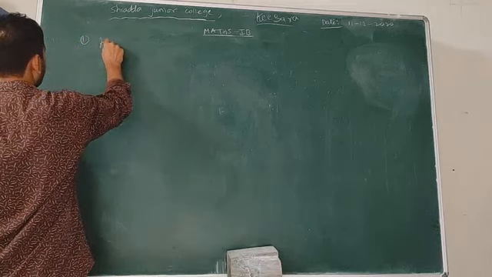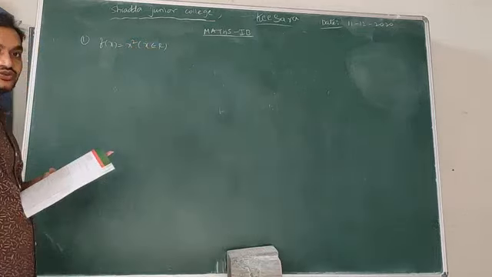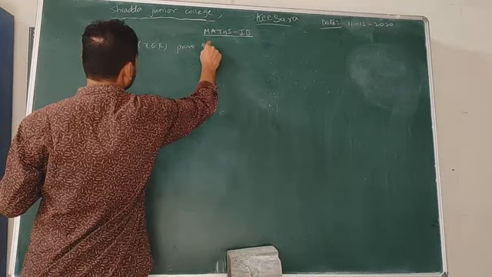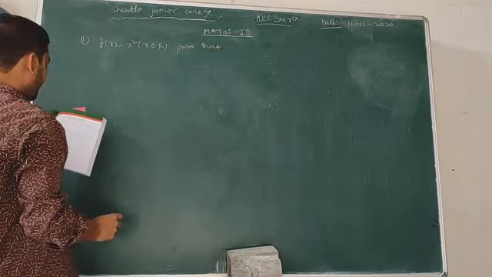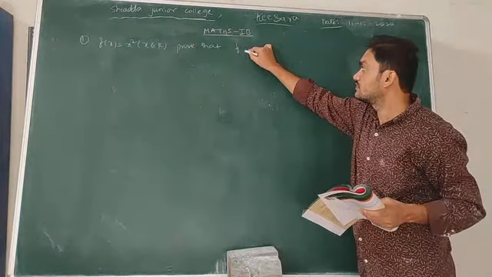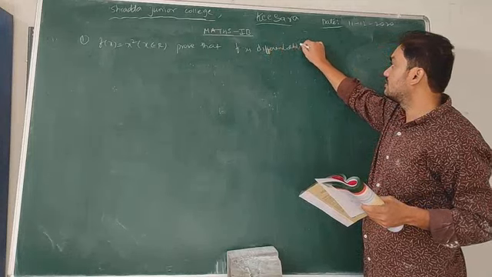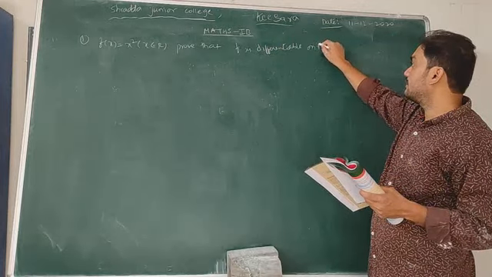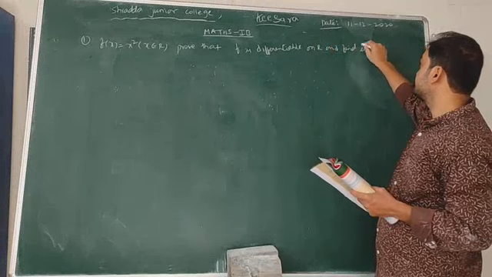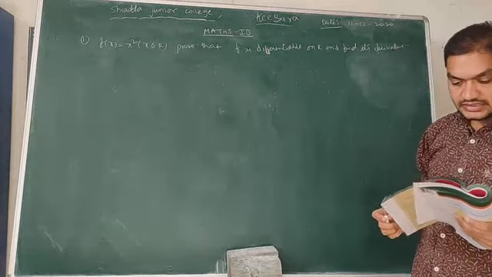Let's see here, first problem. f of x equals x square, x belongs to capital R. Prove that f is differentiable on capital R and find its derivative.